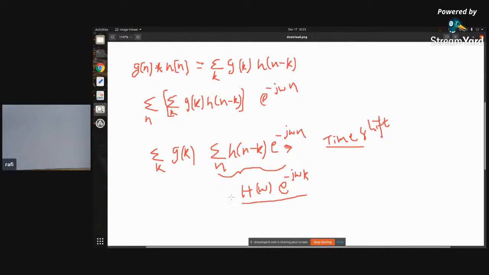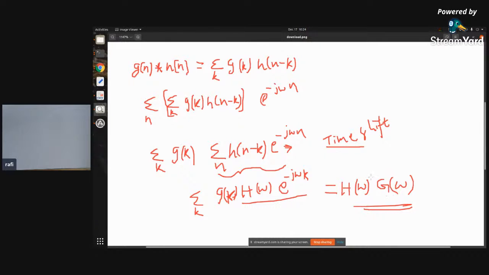So you can write it like this, and the summation over k of g of k will be here. This equals H of omega, which is independent of k, so H of omega I am taking out. And what is g of k e power minus j omega k summed over k? It is nothing but G of omega. So this is like the DTFT of g of k, where k is varying from minus infinity. That is G of omega. In the place of n, you have just k.